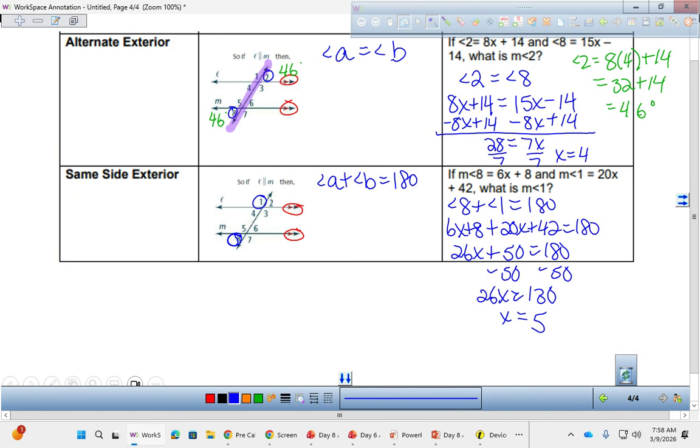And this one again says find the measure of angle 1. So I'm going to have to plug this into the angle 1 equation. So 20 times 5 plus 42. Angle 1 is 100 plus 42. Angle 1 is 142.